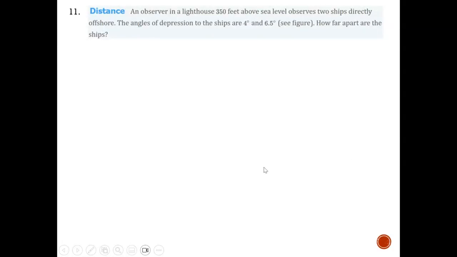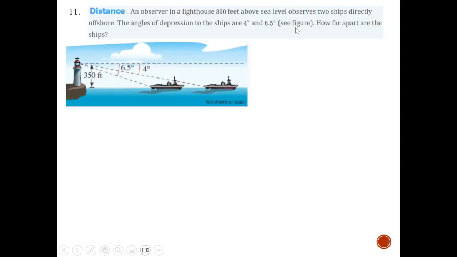Now here's how we use what we just learned in a word problem. It says here, an observer in a lighthouse 350 feet above sea level observes two ships directly offshore. The angles of depression to the ships are 4 degrees and 6.5 degrees, as in the figure. So what we're looking for is how far apart are the two ships. So solution, guys.